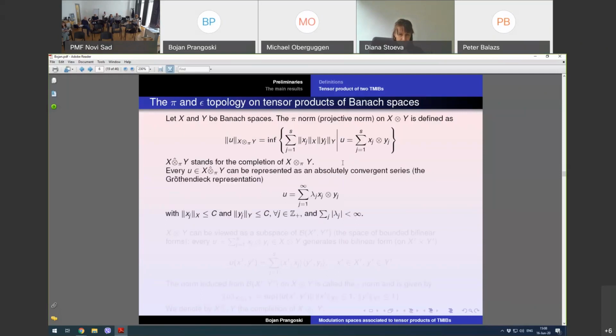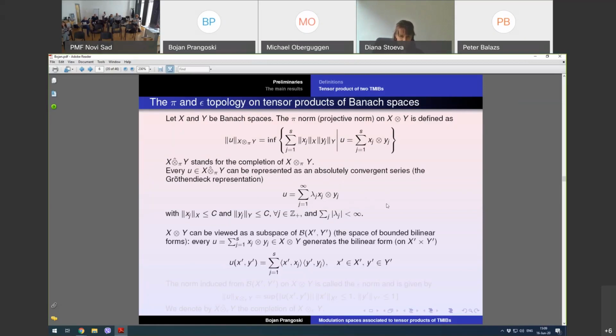For the completed pi product, the following thing will be particularly important: the Grothendieck representation of the elements of the completed pi product. It basically states that every element of this Banach space can be represented as an absolutely convergent series, such that the xj's and the yj's are bounded by a single constant in x and y respectively, and the lambda j's are complex numbers, such that the series of lambda j is absolutely summable. So this is the pi norm.